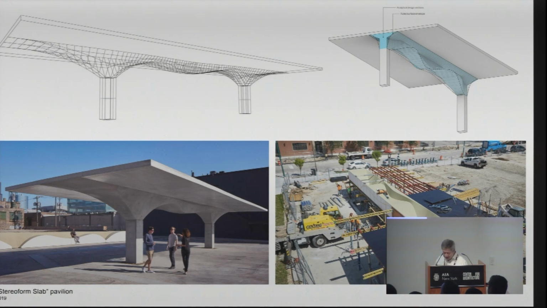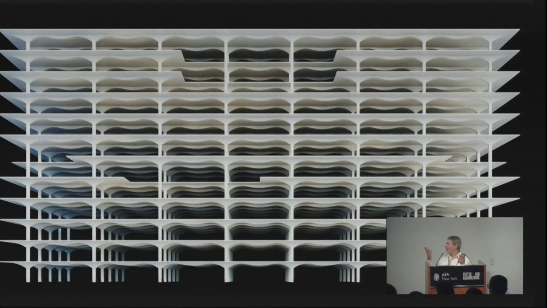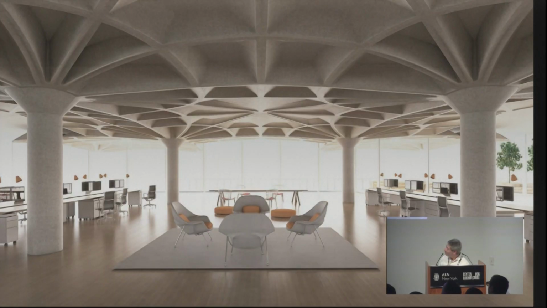The stereo slab is an example of one of these research projects, where we're optimizing material and structure and being able to fabricate the complex formwork that's required to cast these. And this is just the pavilion, but how can we expand that to become part of much larger structures as well?